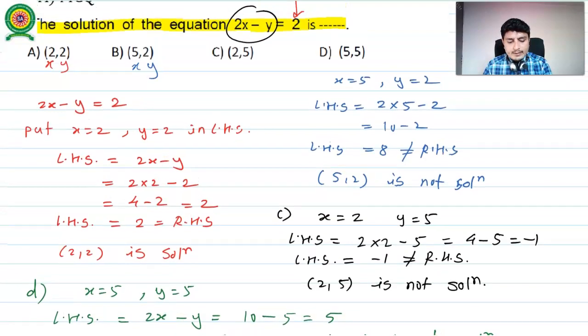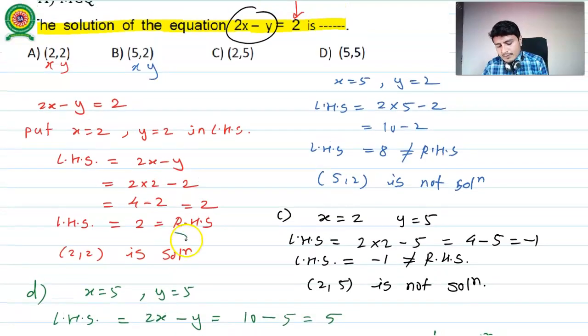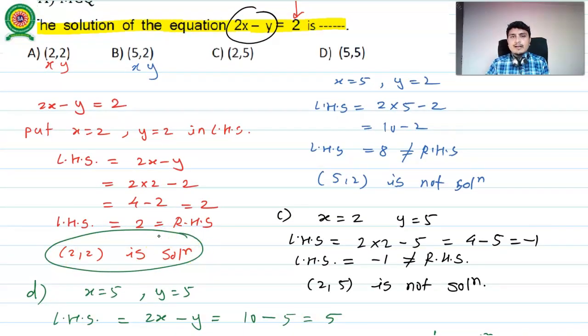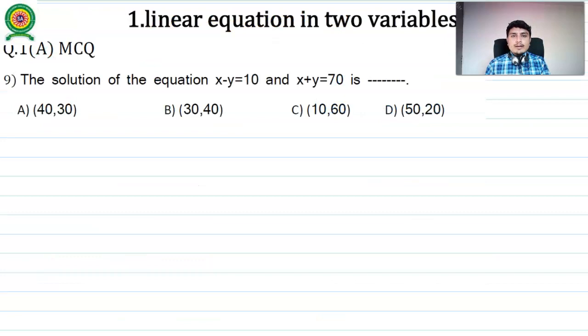in two variables. So which is the solution of the given linear equation in two variables? That is (2, 2). So choice code A is the correct choice code, that is (2, 2). Look at question number 9.